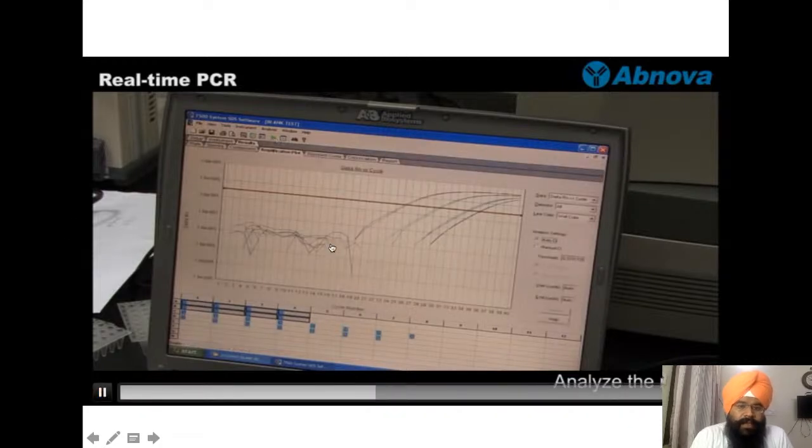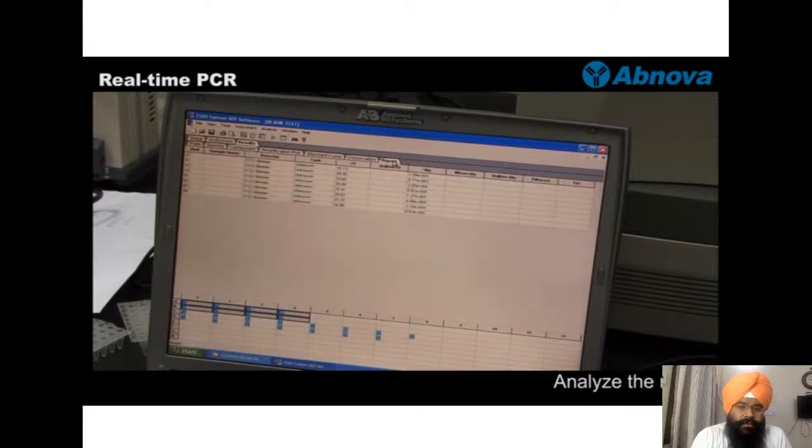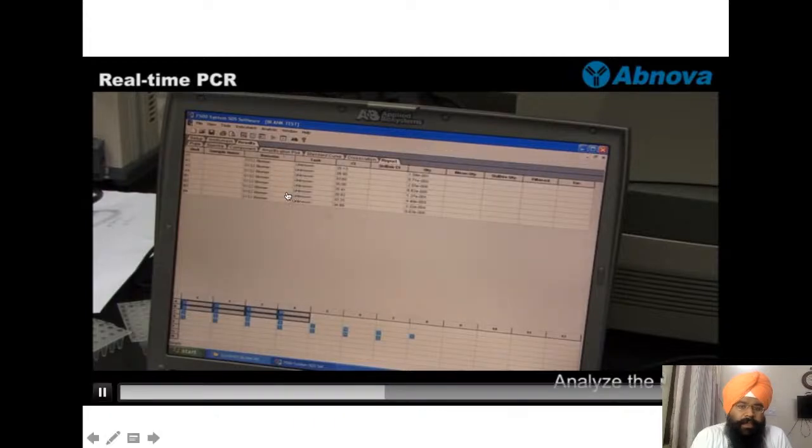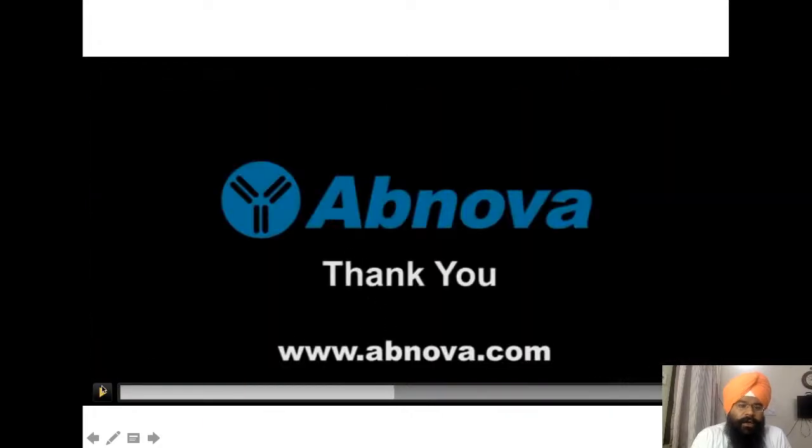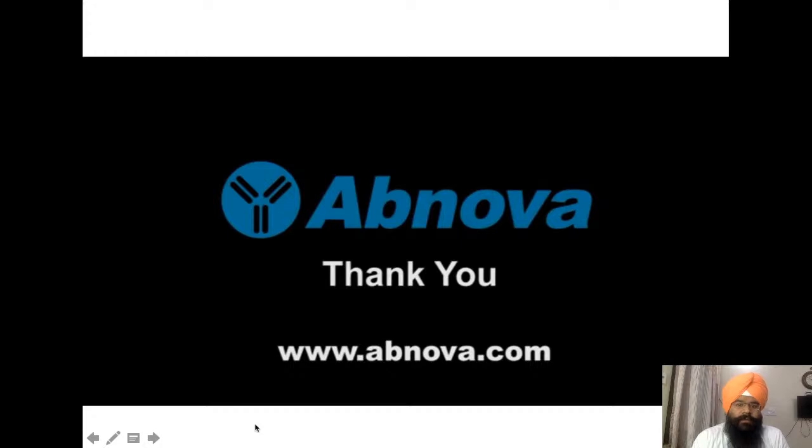So you analyze this data. You will have all the samples' data. You will have some CA value and CB value, which could be used to calculate your results with the previous formula. So that was something about how you do the RT-PCR technique, how the machine works for you, and automatically with the help of software you can analyze the data.